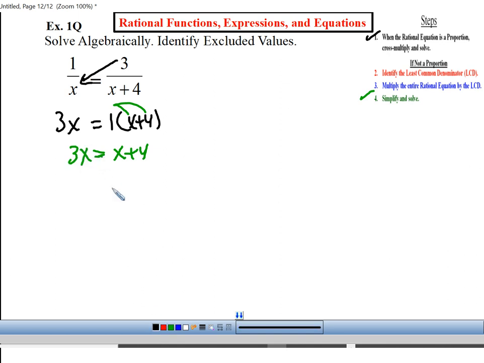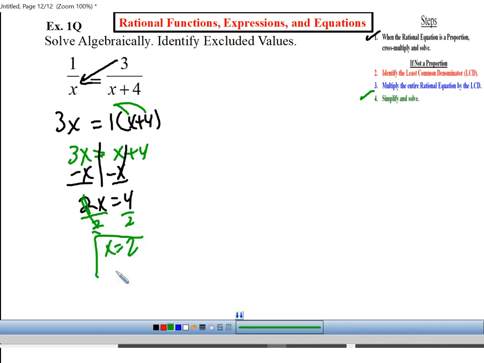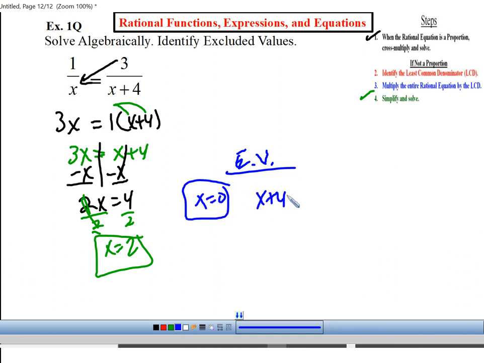From there we get all variables to one side. I start with the smallest one, subtract x. That leaves me with 2x equals 4. Last but not least, divide by 2, x equals 2. Have you got that? Okay. Excluded values, of course, you use the original denominators. You write x equals 0, x plus 4 equals 0, and you solve, so x equals negative 4. Have you got that?